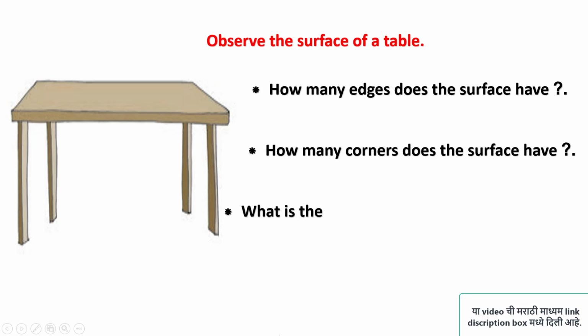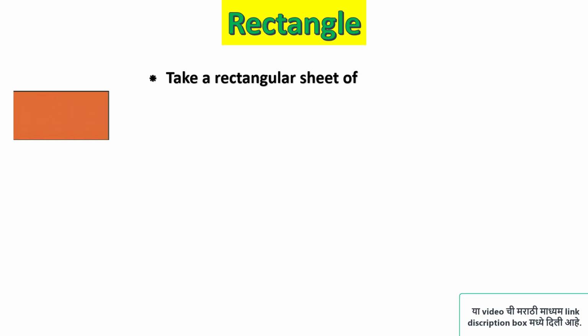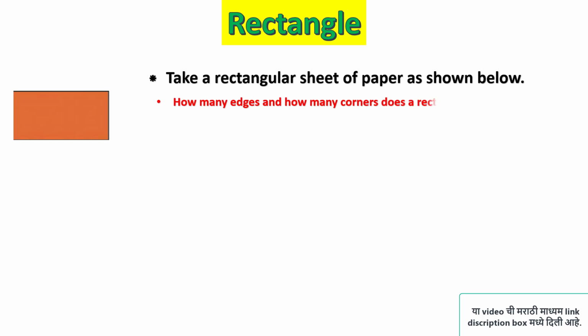What is the shape of the surface of the table? The shape of the surface of the table is square or quadrilateral. Rectangle. Now we find out what is meant by a rectangle. Take a rectangle sheet of paper as shown below. How many edges and how many corners does a rectangle have?